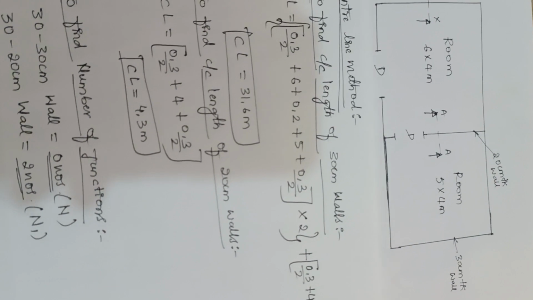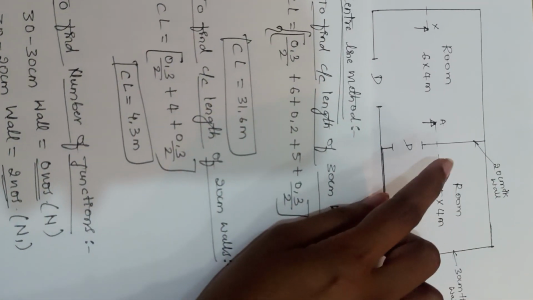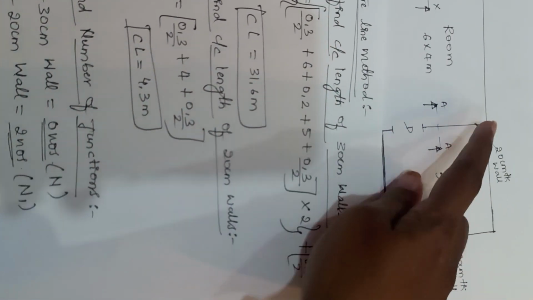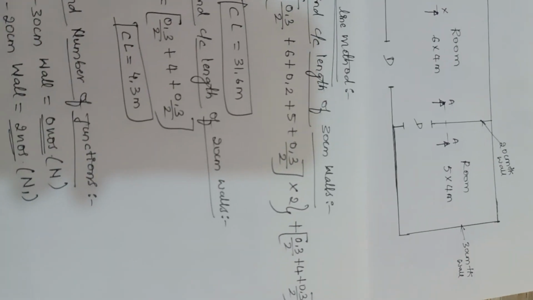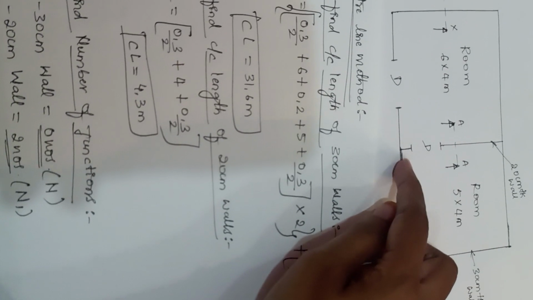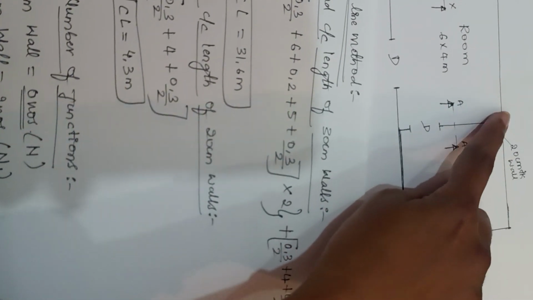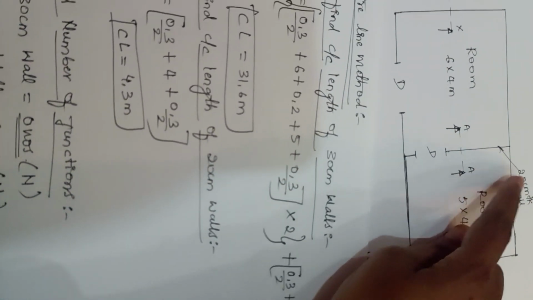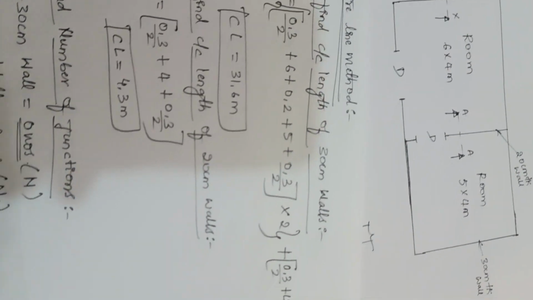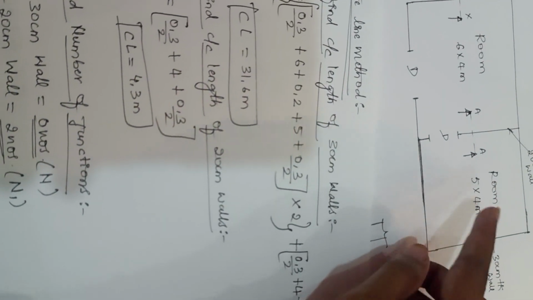Similarly, let us find the center to center length of your 20 centimeter wall. As there is only one wall acting in the mid portion of your plan, let us find the height of that wall. To find it, again you have to take the center to center length of these two horizontal walls. Coming from the top, this wall is 30 centimeter, hence you first write it as 0.3 by 2, plus if you move down, you have a clear vertical distance of 4 meter.